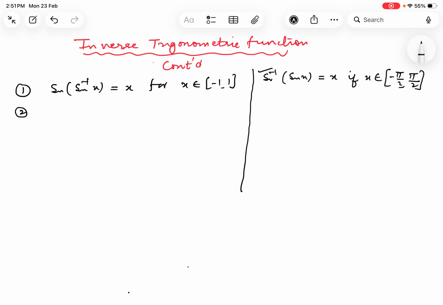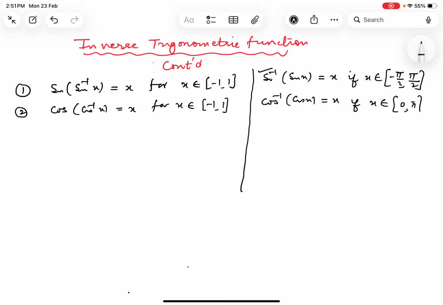Similarly, cos of cos inverse x is equal to x for x belonging to minus 1 to plus 1. But cos inverse of cos x is equal to x only if x belongs to 0 comma pi. Cos inverse of cos x is a periodic function.